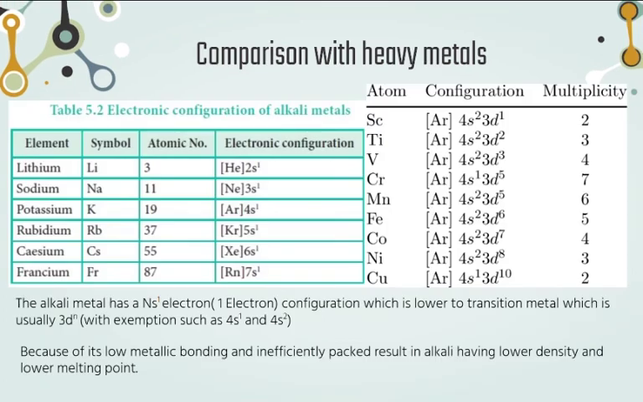The difference may come from the electron configuration. The alkali metal has an ns1 electron configuration, which means that there's one electron on the outermost shell, which is lower when compared to the transition metal, which usually has a 3dn electron configuration, with a few exceptions such as 4s1 and 4s2. This led to the alkali metal having low metallic bonding and being inefficiently packed, and it resulted in having a lower density, melting point, and boiling point.